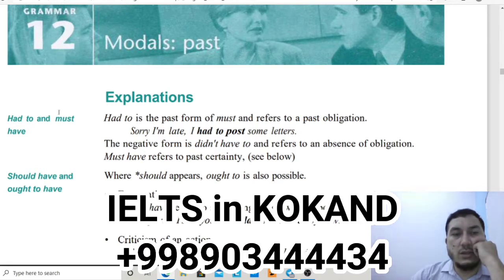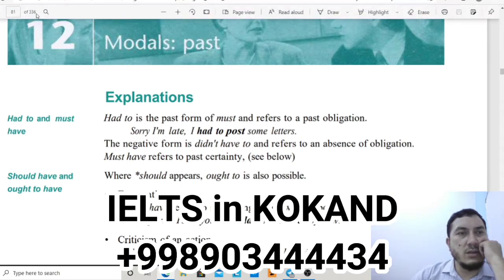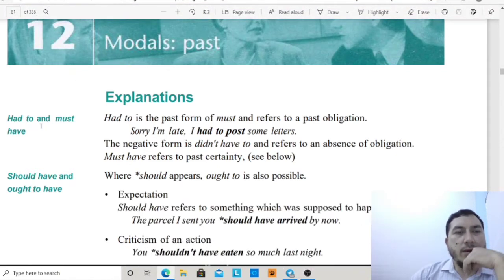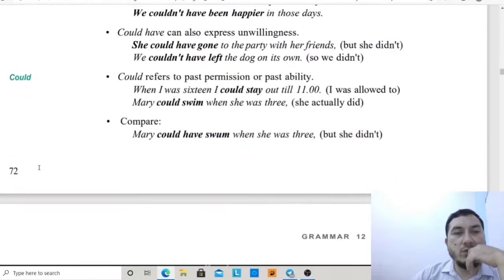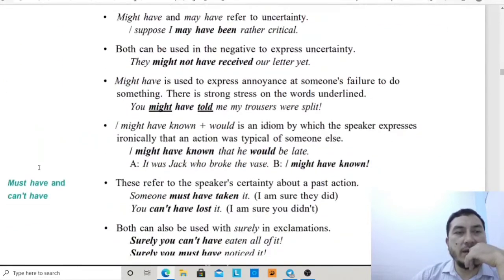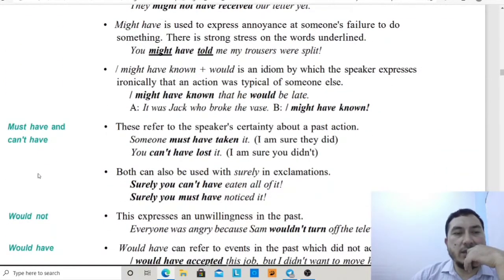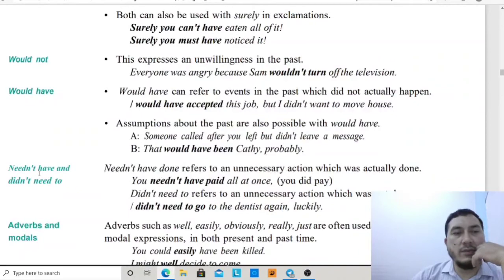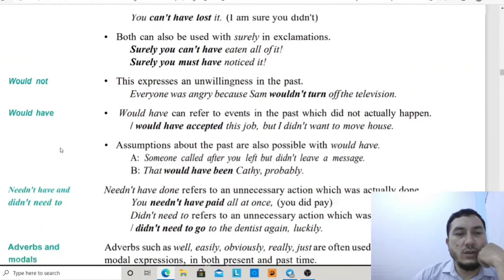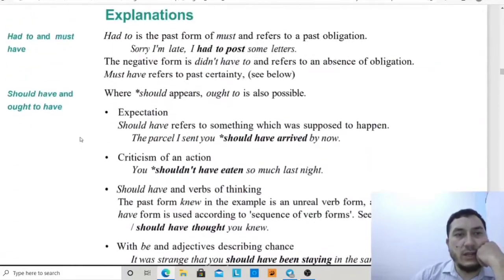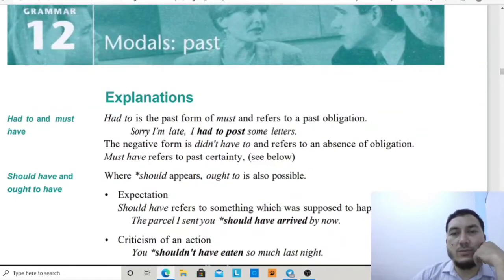Okay, so you can see here, page, what page is it? 81. Had to, must have, should have, ought to have, could have, may have, might have, can't have, would have, needn't have, didn't need to, and so on. So let's see what the differences are and how to use them properly. So, had to and must have.